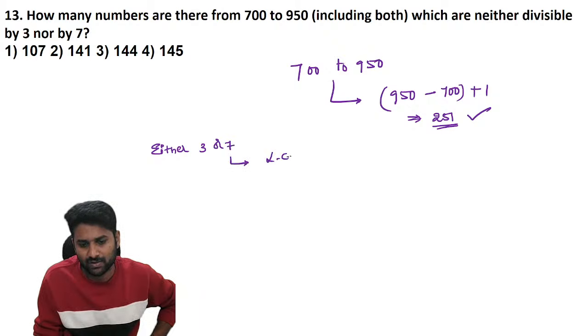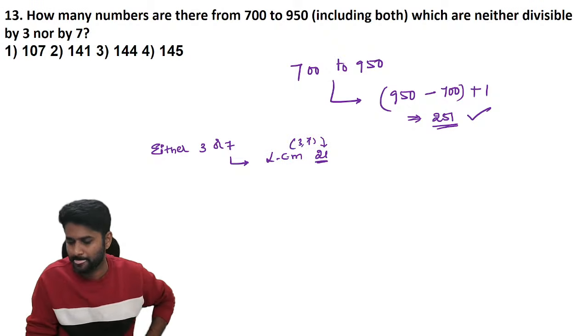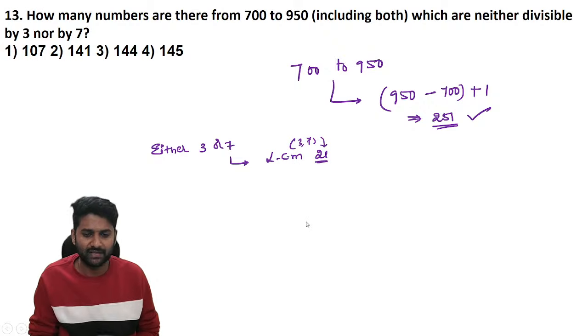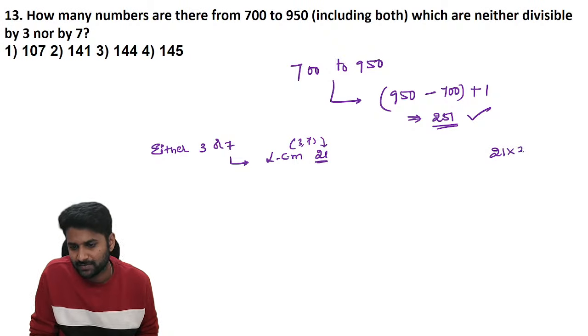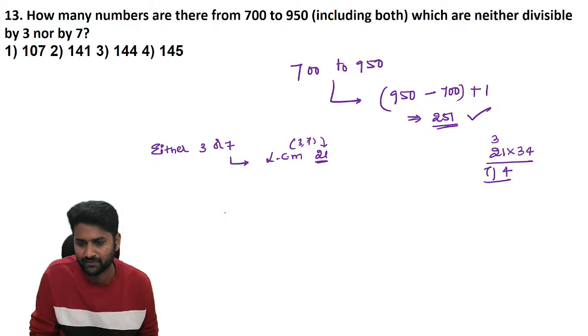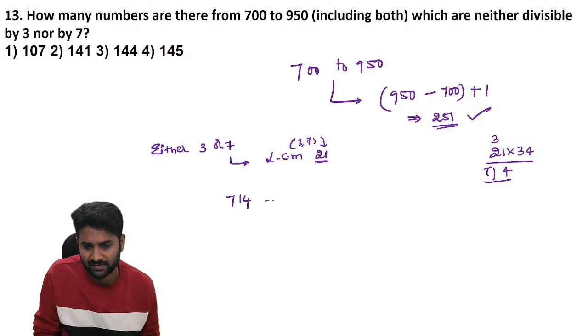3 or 7 is all about the LCM of 7 and 3. The LCM of 3 and 7 is 21. Now, you have to verify how many multiples of 21 are there between 700 and 950. If 21 is multiplied with 34, 34 ones are 34, 34 twos are 68, 68 plus 3 is 714. So the first number is 714. This is our A. Now find the last number.